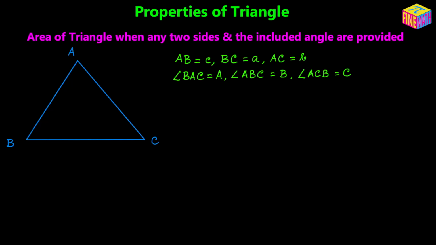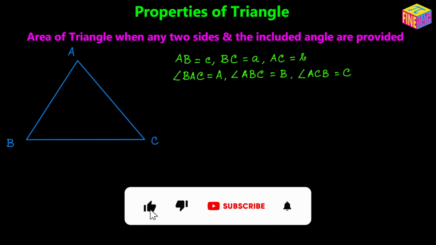Hi everyone. In this video, we are going to discuss how to calculate the area of a triangle when any two sides and the included angle have been provided. Let's suppose we have a triangle ABC, as you can see in the diagram, where the side length AB is denoted by a lowercase c units and side length BC is denoted by lowercase a units and side length AC is denoted by lowercase b units.